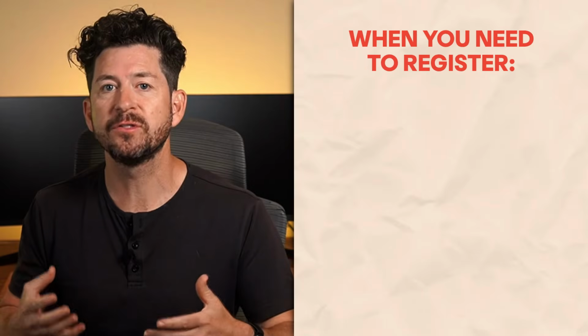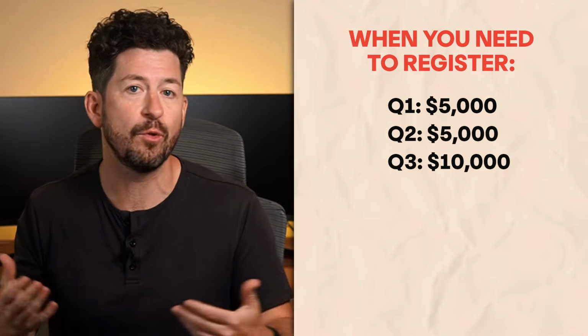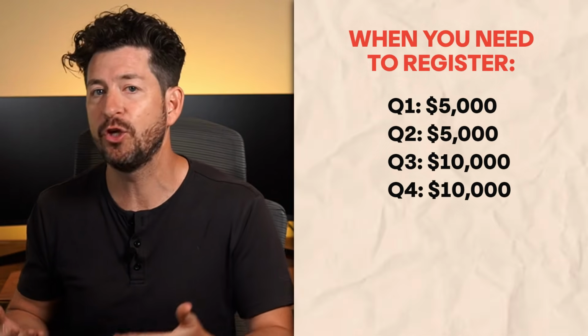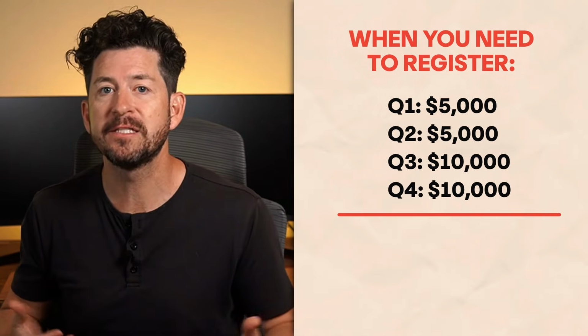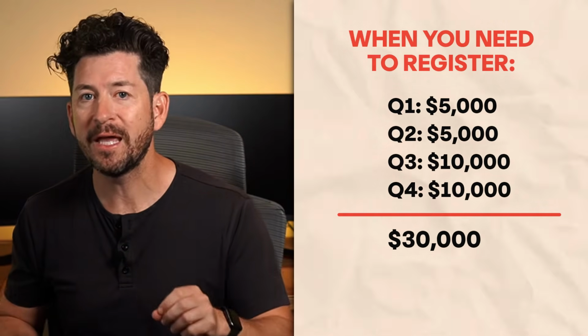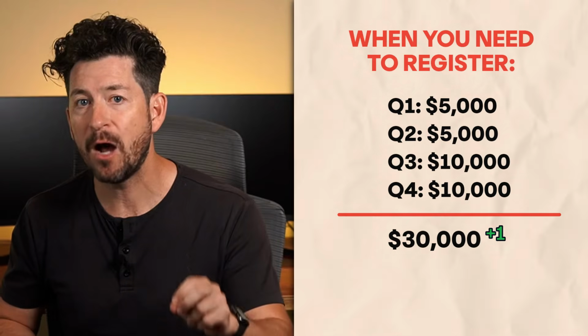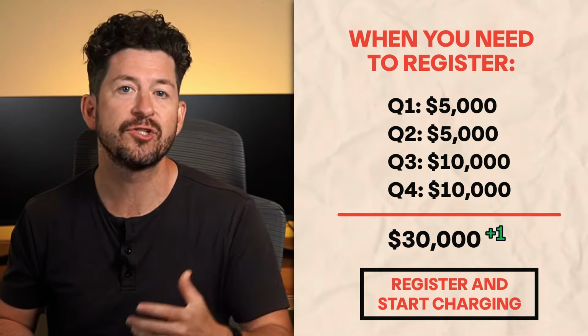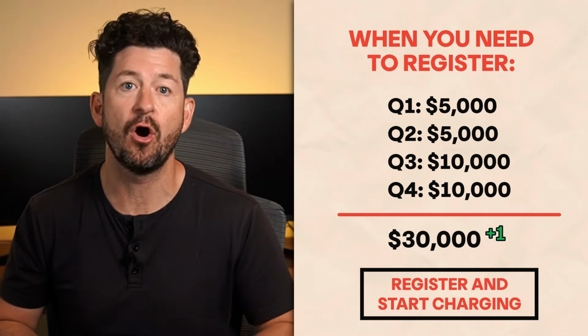Let's say your sales look like this: Q1, $5,000, Q2, $5,000, Q3, $10,000, and Q4, $10,000. That adds up to $30,000 over 4 quarters. If you make another sale after that, you're now required to register and start charging GST or HST on the next sale. Now, even though you're under the threshold for GST and HST, you can choose to register early.